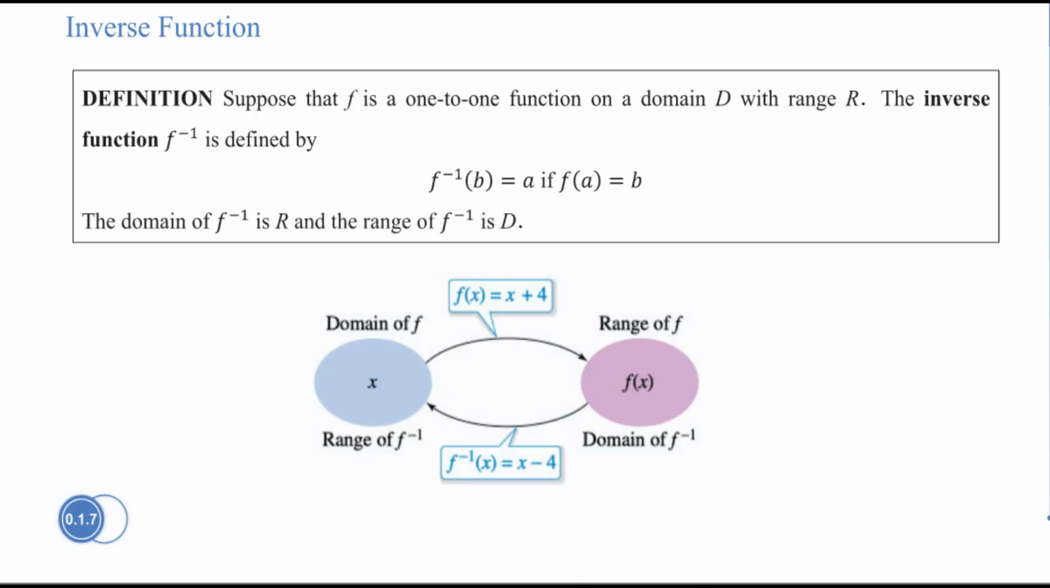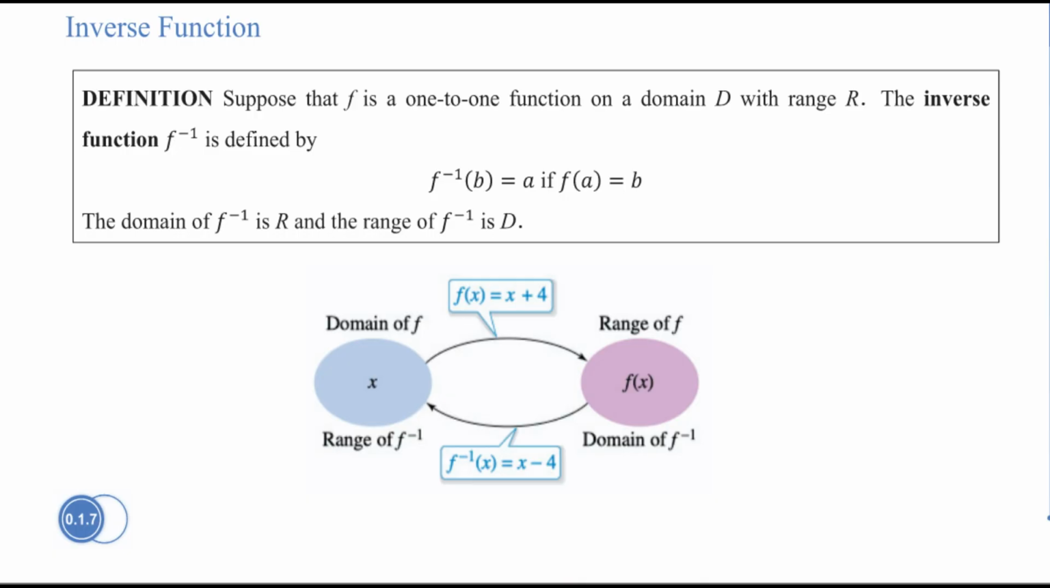Suppose f is a one-to-one function with domain D and range R. The inverse function is written as f inverse. It reverses the action of f, so if f(a) equals b, then f inverse of b equals a. In simple words, if the original function sends a to b, then the inverse function sends b back to a. The diagram shows the relationship visually.